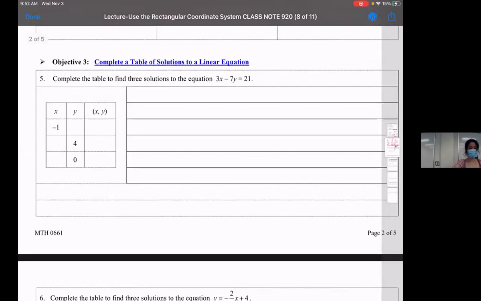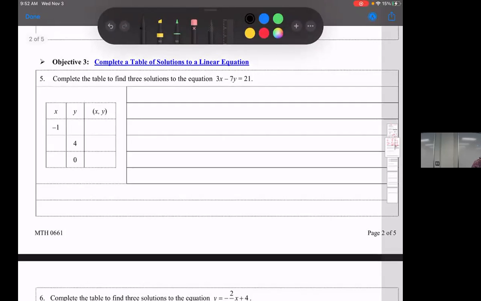All right, objective 3. Now they give you one of each. So here they give you either X or Y, and then you have to figure out the remainder. So given the equation 3x minus 7y equals 21, let me highlight that. That's the given equation, and they give you one of each. So let me label them: point A, point B, and point C.